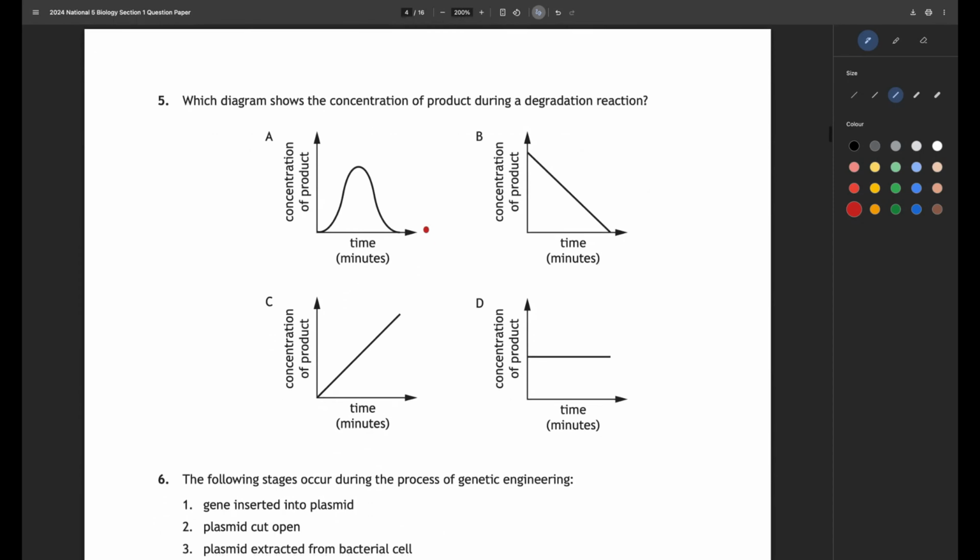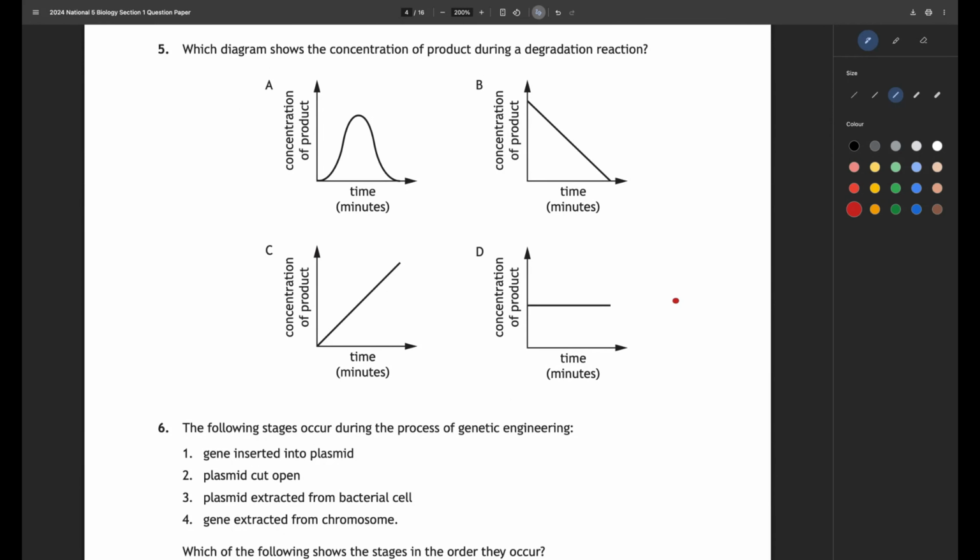Okay, number 5. Which diagram shows the concentration of product during a degradation reaction? Okay, so for this question here, we look at the graph and we have to work out if it's a degradation reaction. First of all, we are breaking down a substrate into a product. Okay, so a larger substrate into a smaller product. As time passes, a substrate is going to be broken down into more product, so we would expect the concentration of the product to continue to increase over time.